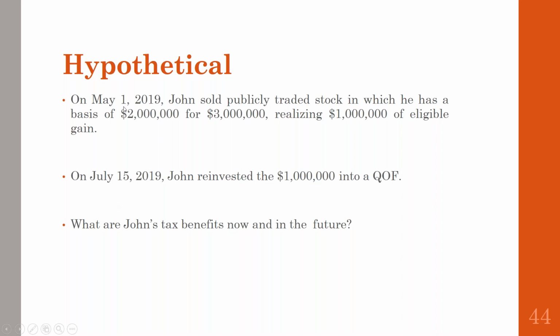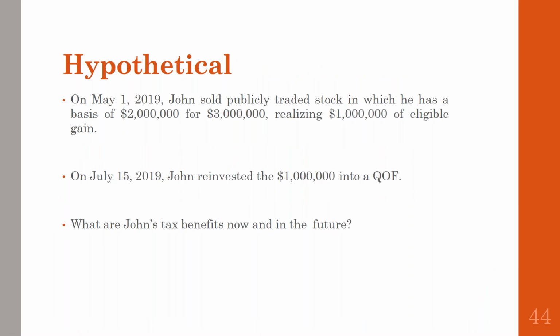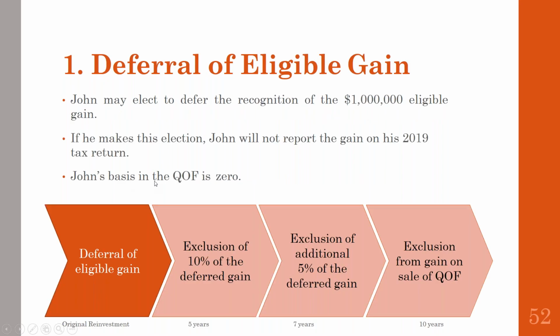So the first thing is May 1st to July 15th, 2019, he's well within his 180 days. He did sell it in 2019, so he's going to elect to defer the recognition of the $1 million. So again, he takes that $1 million and invests it in a QOF. In my fact pattern, he did that on July 15th, so he's well within that 180 days. So in 2019, he's not paying any taxes. He doesn't have to pay any taxes at all until 2026, assuming that there's no inclusion event. If there is an inclusion event, that's when the taxes are going to be paid.